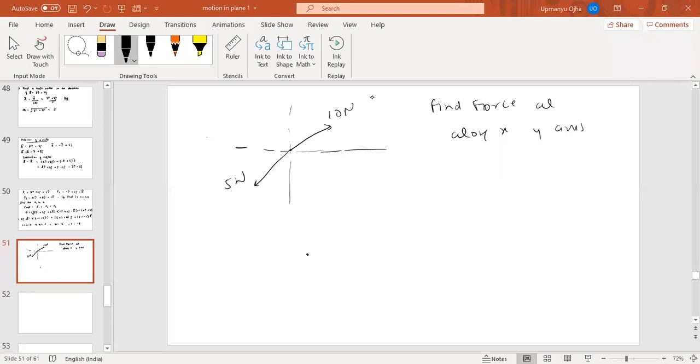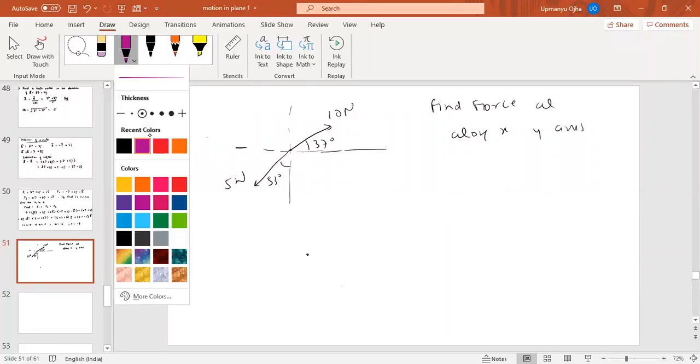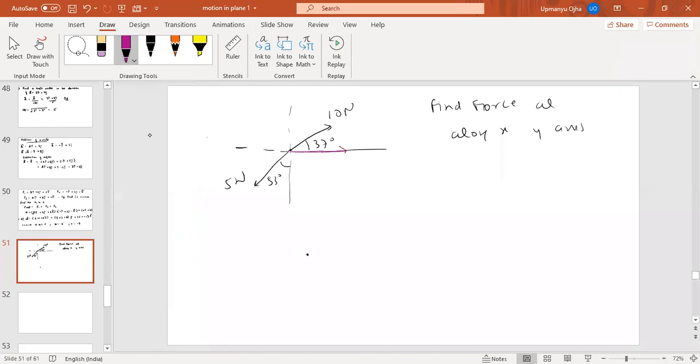Let us suppose this angle is 37 degrees and this angle is 53 degrees. Can we draw the net force along x and y? For this problem, first of all we have to resolve these vectors into two components. So if I resolve the 10 Newton force, it would be what?